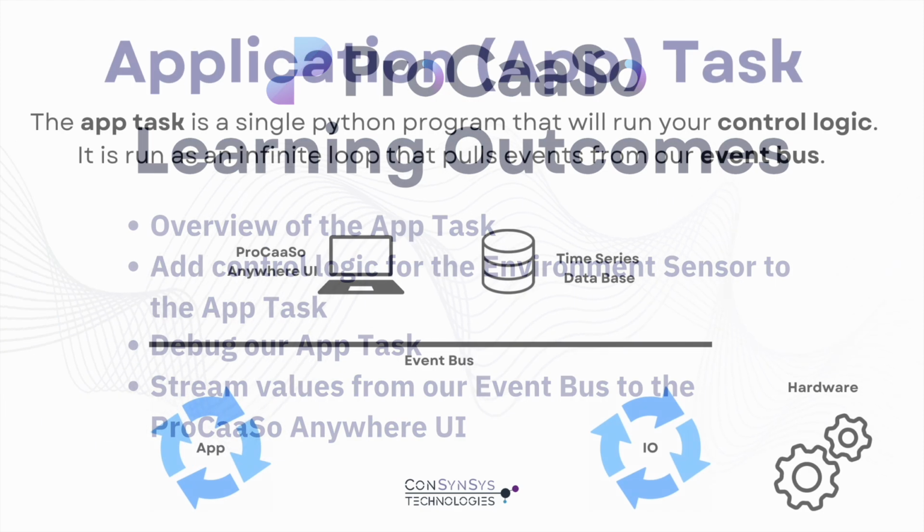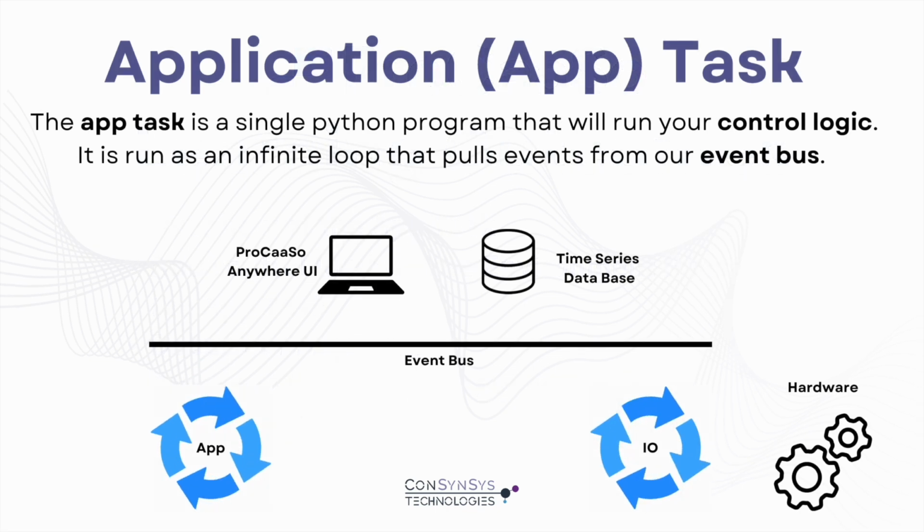The app task is a single Python program that will run your control logic. It is run as an infinite loop that pulls events from our event bus. Similar to the I/O task, the app task uses Python code to communicate data seamlessly between the event bus, the hardware, ProCaaSo Anywhere UI, and the time series database.